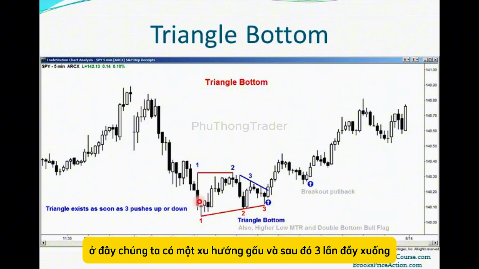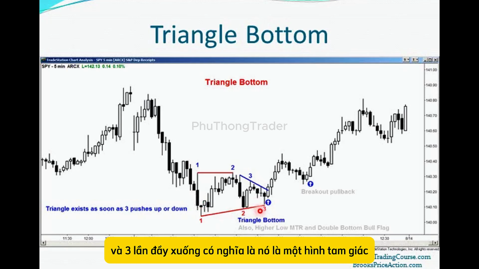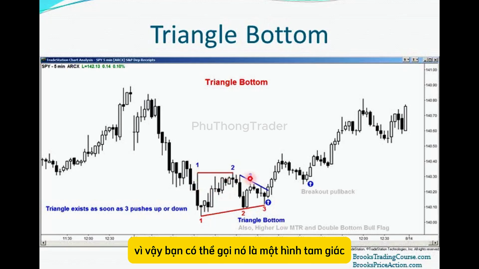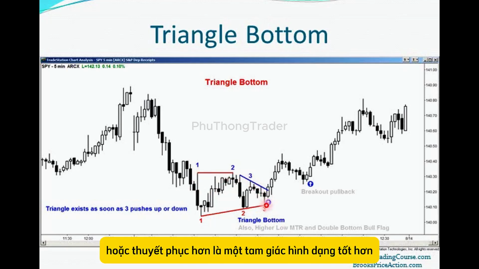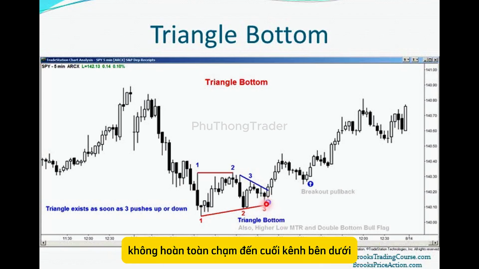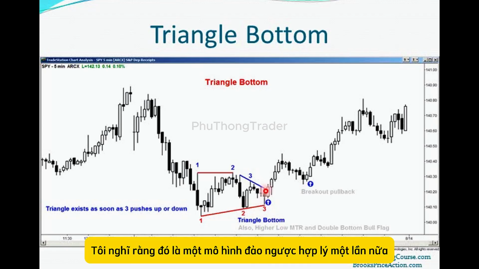Here we have a bear trend and then 3 pushes down, and 3 pushes down means it's a triangle. There are also 3 pushes up, so you can call it a triangle based on this 3rd push up, or more convincingly, a better shaped triangle after this 3rd push down. Did not quite reach the bottom of the channel below, and that doesn't matter. It's still reversed up, and I think it's a reasonable reversal pattern.